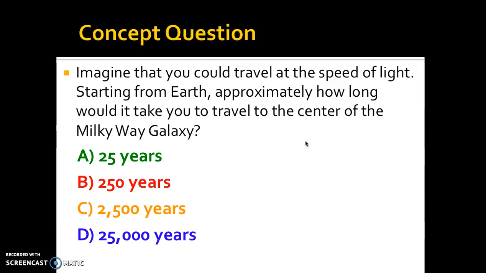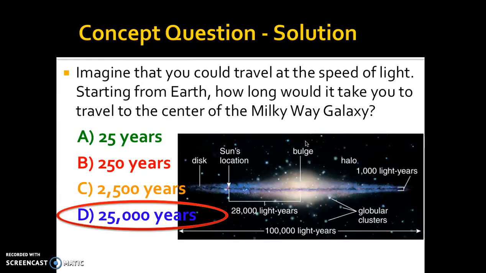Let's start with a concept question. Imagine that you could travel at the speed of light. Starting from Earth, approximately how long would it take you to travel to the center of the Milky Way galaxy? Pause the video and then answer, and flip to the next slide. All right, hopefully you answered around 25,000 years, because if you could travel the speed of light, and it's about 25 to 28,000 light years to the center, that's how long it would take you to get there.